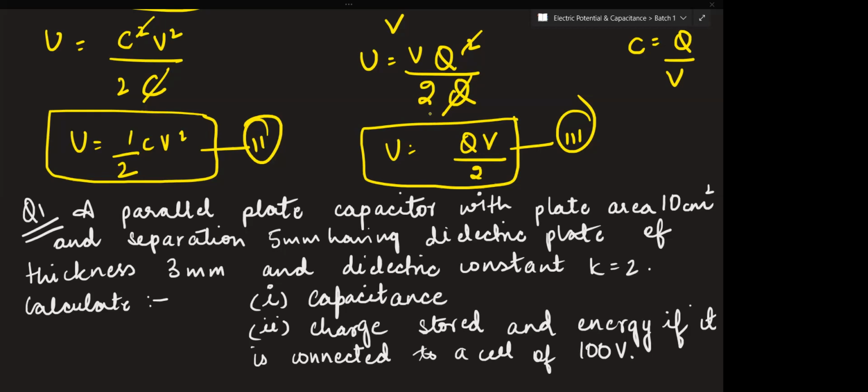Now, a parallel plate capacitor is there, area is 10 centimeter square, separation between the plates is 5 millimeter. Dielectric plate has thickness 3 millimeter. Dielectric constant is given as 2. Firstly, everyone should try for the capacitance part.